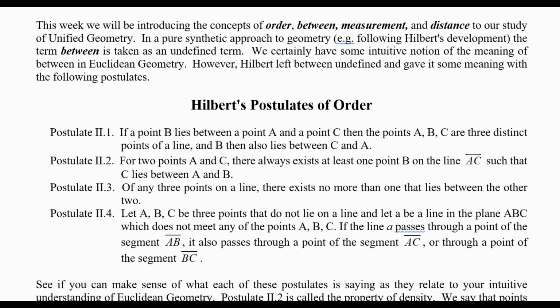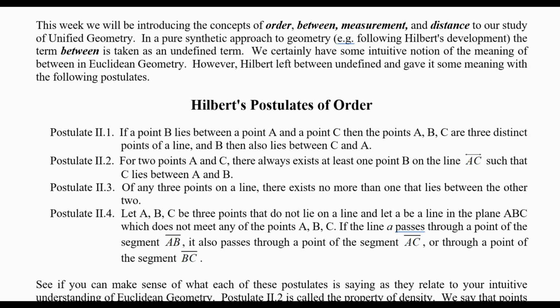The second postulate for order of Hilbert's is, for any 2 points A and C, there always exists at least one point B on the line, the unique line containing A and C, line AC, such that C lies between A and B. This is what we would call a denseness property. No matter which 2 points that you pick, there's always another one between them. No matter how close they are, you can always squeeze at least one more point in between. That's a density property or denseness property that the real numbers have and that points on a line have.